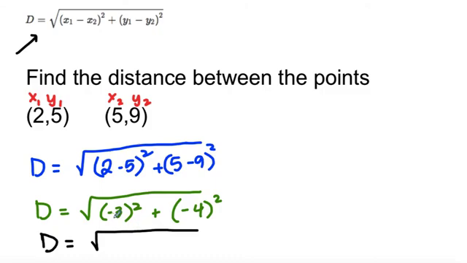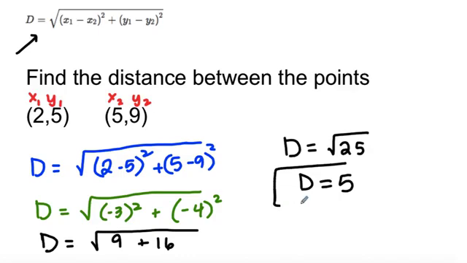And then I get d equals, all right, I have to simplify. So negative 3 squared is 9, negative 4 squared is 16. So I get d equals the square root of 25. So d equals 5. So that's how you use the distance formula to find the distance between 2 points.